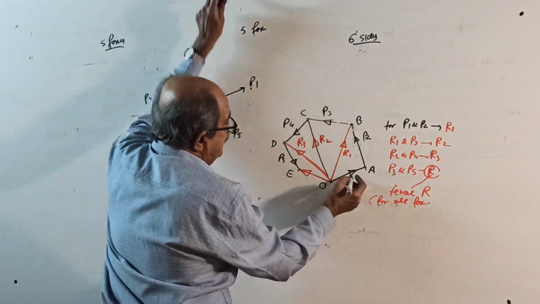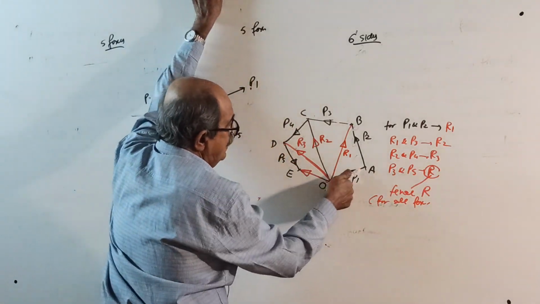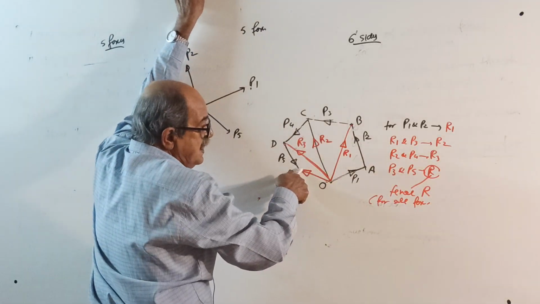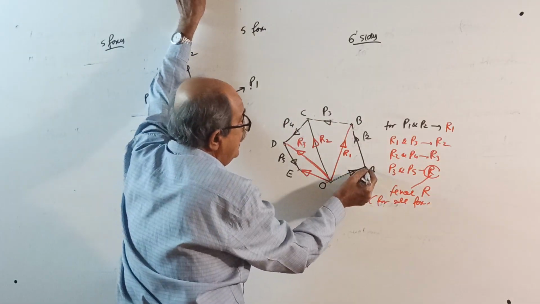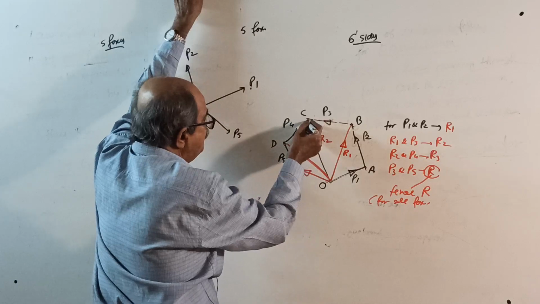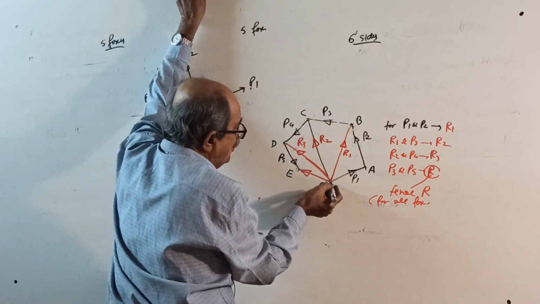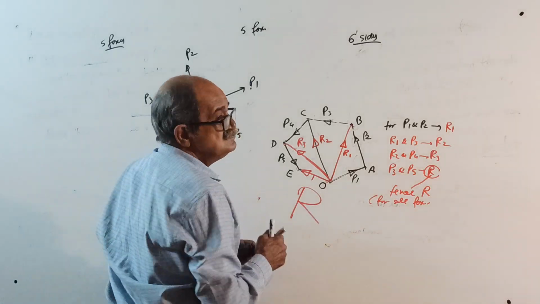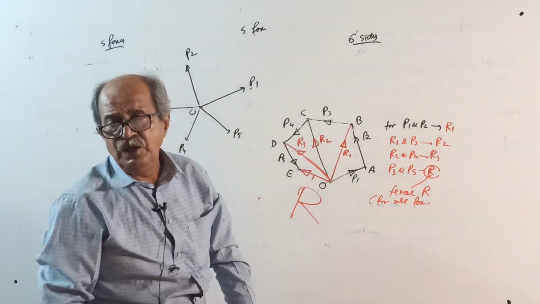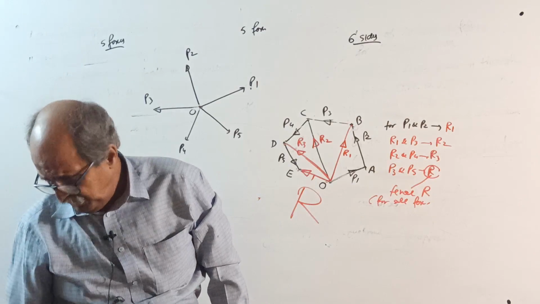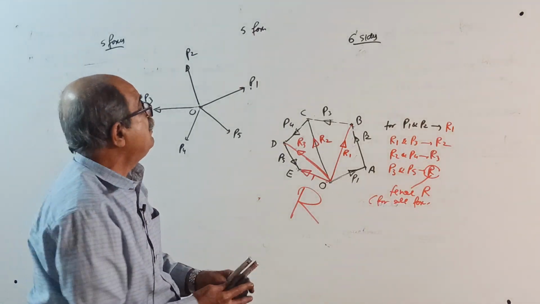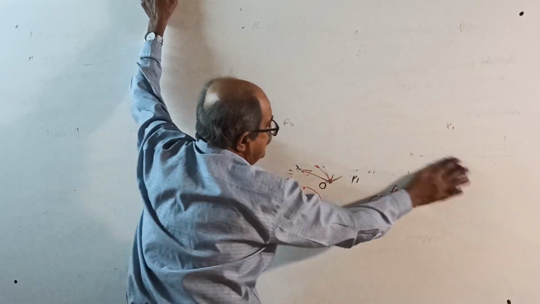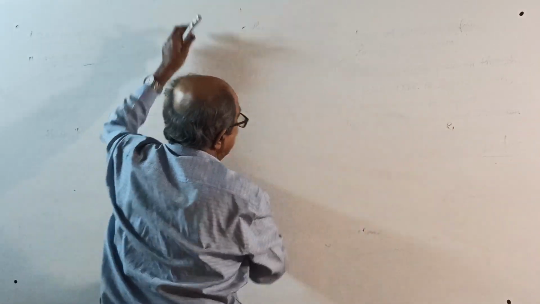Therefore, represent P1, P2, P3, P4, P5 in the same order this way: OA, AB, BC, CD, DE. Then in reverse order, OE is the final resultant. This is the law of polygon of forces. I explained for 5 forces. Now I will go for equilibrium. Now, again consider 5 forces.